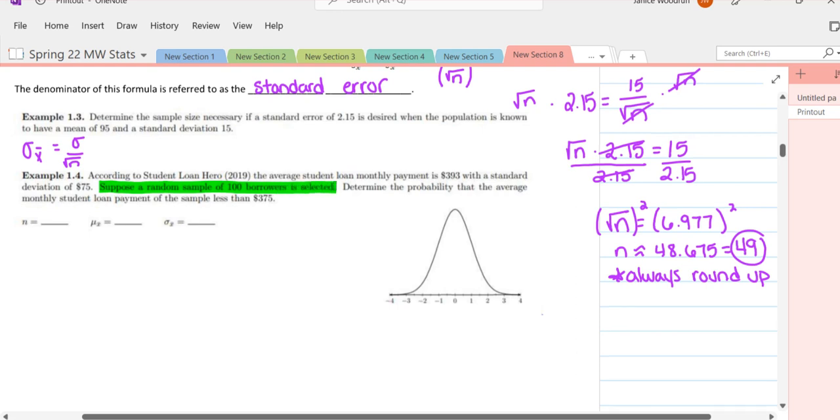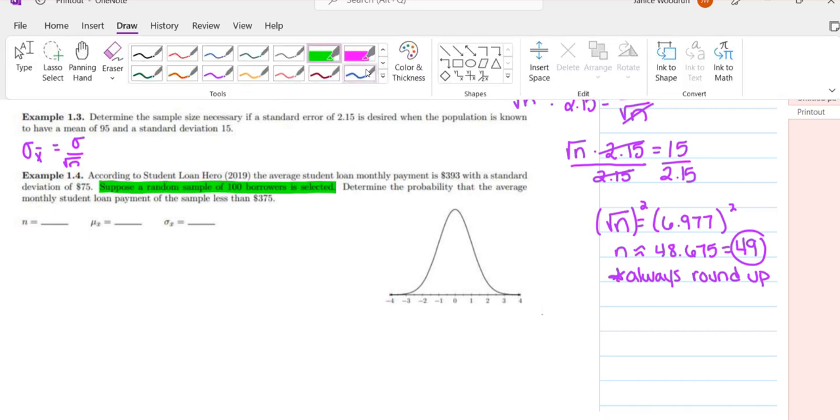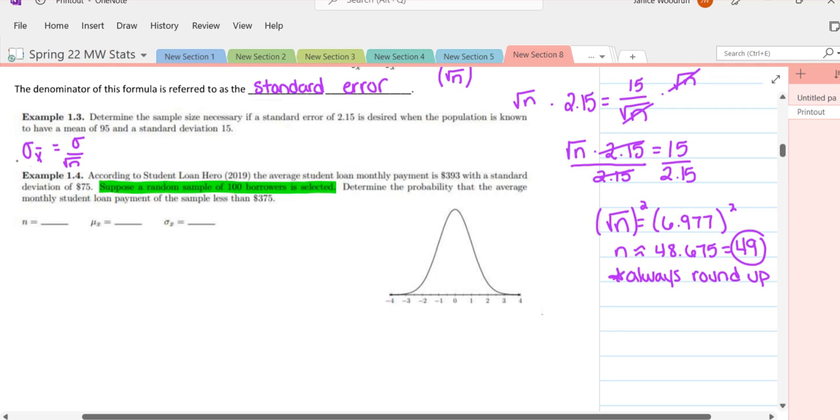They're not giving you a sample size. It would have just been, skip that sentence, determine the probability. Okay, so that's what you're going to look for, is things like that. Okay, they give me the sample size, which means I need to find this standard deviation right here rather than just doing the standard deviation of 75.